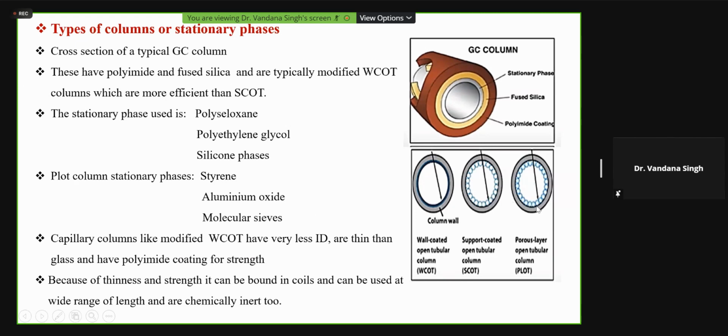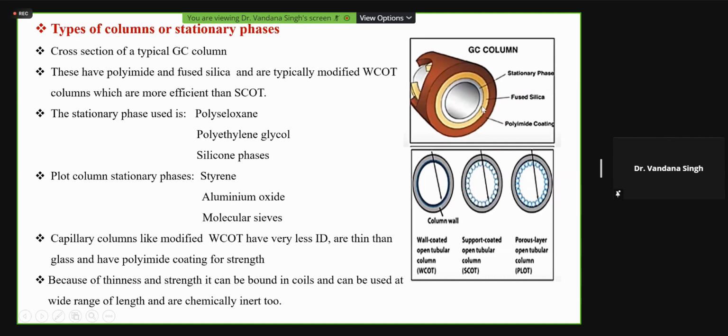Another type of column is the porous layer open tubular column. These are also open and tubular, and they have a porous material as a support on which the liquid stationary phase is immobilized. Generally, in the case of the porous column, the stationary phase used is styrene, aluminum oxide, or molecular sieves. So the most commonly used GC columns are these WCOT columns.